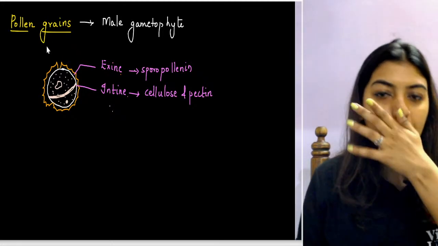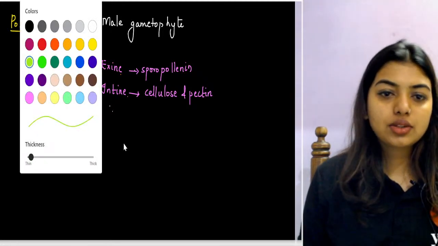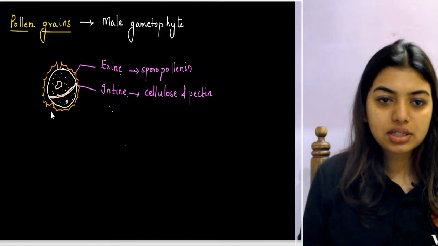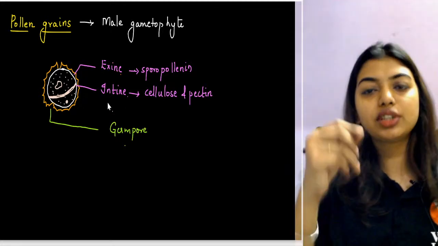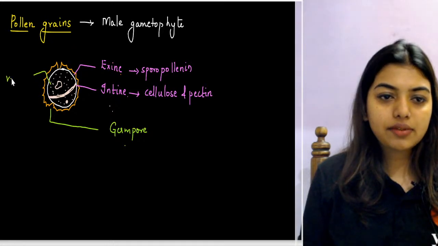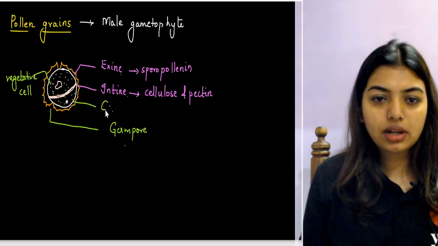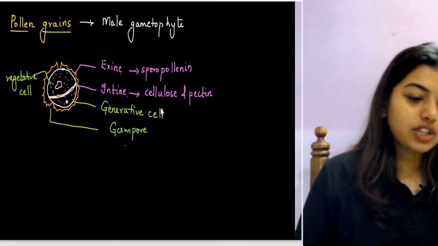Look here, exine is sporopollenin, intine is made up of cellulose and pectin. Now students, here there are spaces or apertures. These apertures are called germ pores. The germ pore is through which the pollen tube will come out. Now the larger cell is called the vegetative cell, and the smaller cell is called the generative cell. Got it? Vegetative cell and generative cell.